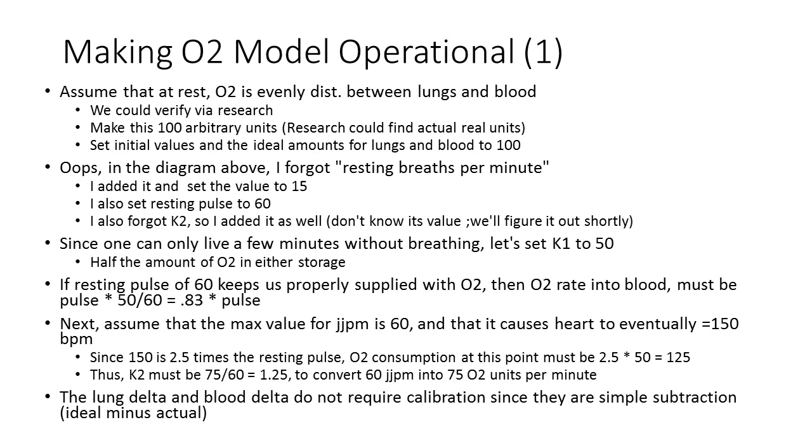So if the resting pulse of 60 keeps us properly supplied, then the rate of oxygen in the blood must be pulse times 50 over 60. So that gives me the parameter for how I relate pulse to getting blood into the tissues. We then assume that the maximum value for jumping jacks is, say, 60. That's 1 per second. And that causes the heart to get up to 150 beats per minute. So that's when I measure my heart rate, when I'm in the zone of aerobic exercise, that's about what we work towards. So I can use pretty solid information to back into the correct parameters.